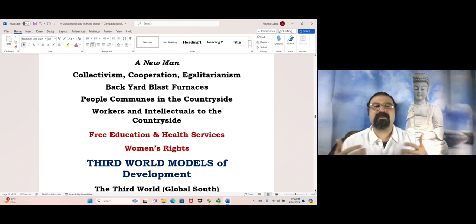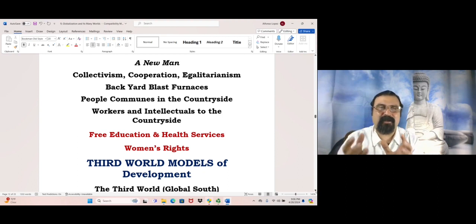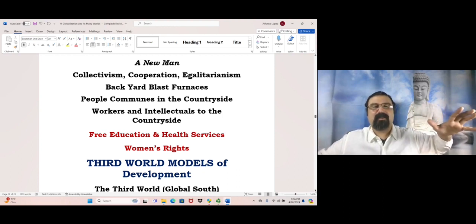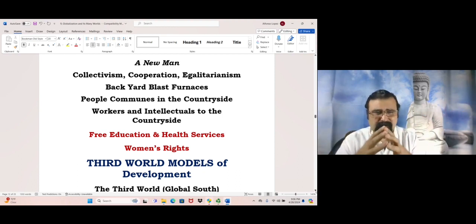Sponsoring people's communes in the countryside. In other words, nested communities of peasants that are going to be working together to produce the food to feed their own provinces, their own regions, but also to feed the country as a whole. Again, so people are placed to work in small nested communities, once again, communes.